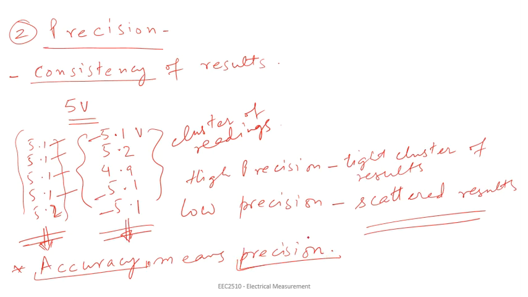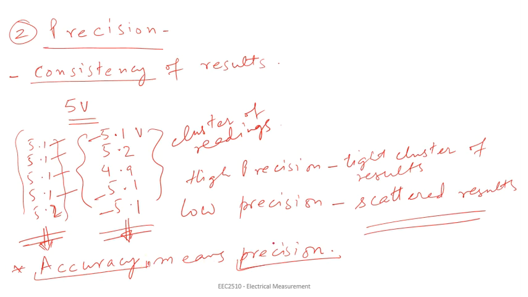Although the vice versa cannot be true. If an instrument is precise, then it can have some error. So that is why the vice versa of this statement is not true, but accuracy for an instrument will mean that the instrument is precise also.